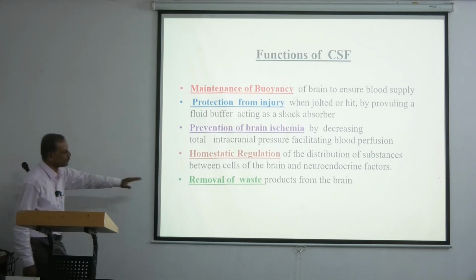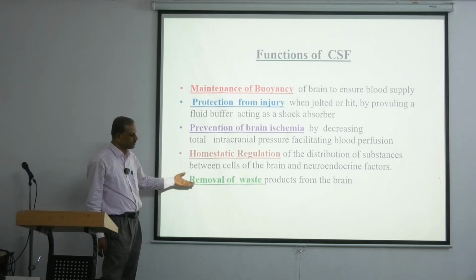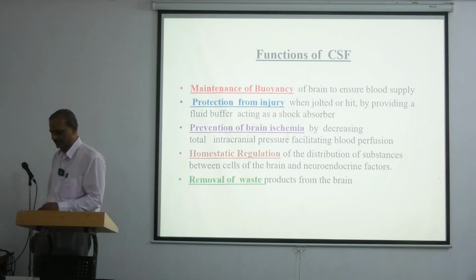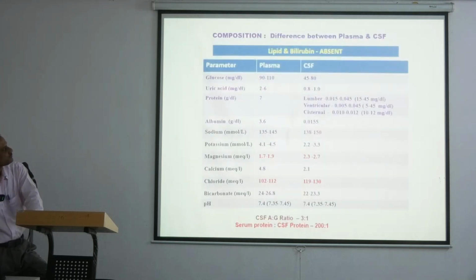And third one, another is removal of waste product. So there is lymphatic system for removing waste product. So this is called the glymphatic system. Glymphatic. The glymphatic system you will see in the anatomy, read in the anatomy.